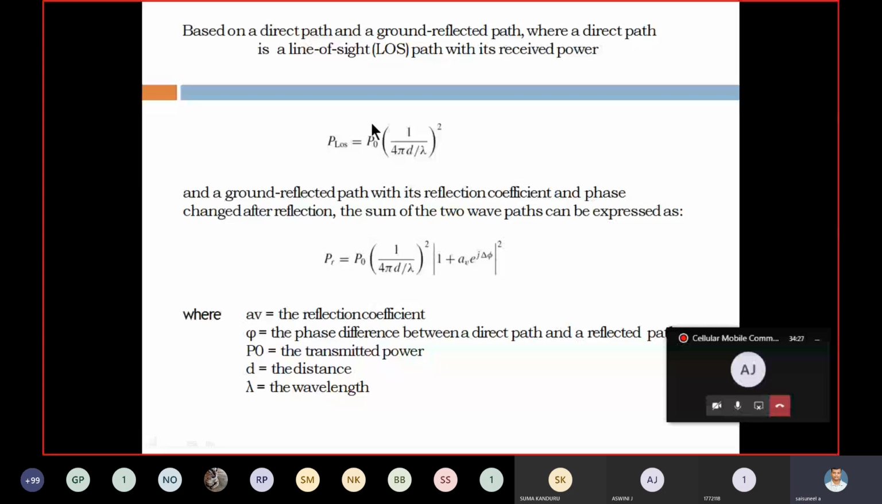How much signal is reflected? How much is reflected towards the mobile unit? And delta phi is equal to the difference between the direct and the ground reflected phi. Not the phi here; delta is the difference between theta and phi. Next, P naught is the transmitted power, d is the distance, and lambda is the wavelength.